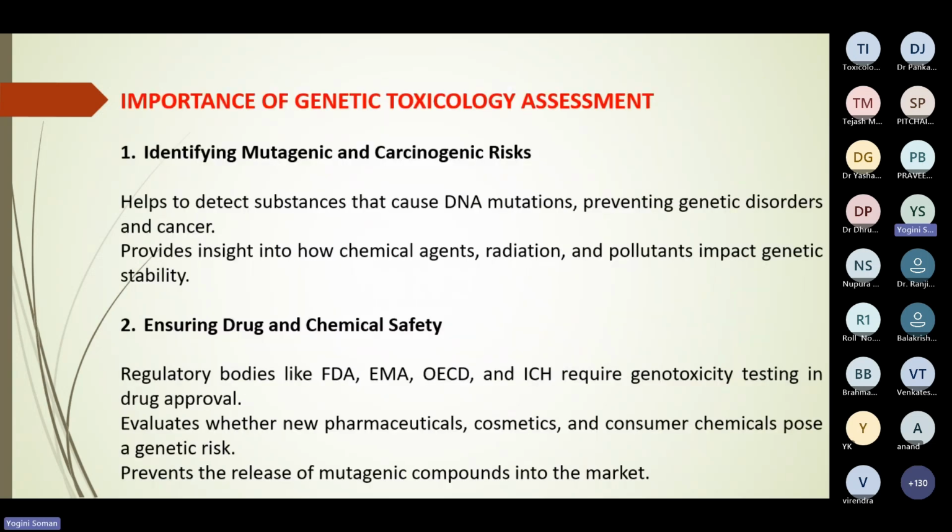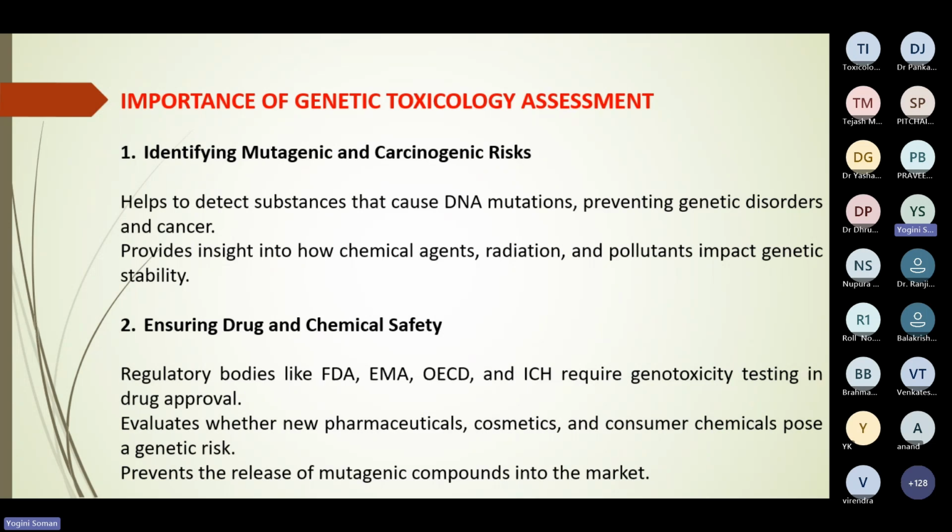So why is there a need for genetic toxicology assessment? We saw the different types of mutations and what is a gene, what is a chromosome. So we should now understand the importance of genetic toxicology assessment. First is to identify mutagenic and carcinogenic risks. Genetic toxicology assessment helps to detect the substances that can cause mutations, so as to prevent genetic disorders and cancer.